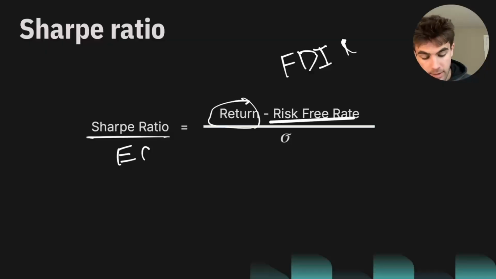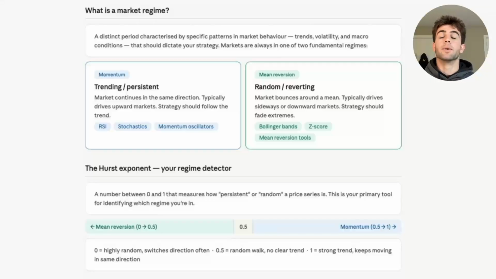And then you have that difference in the numerator over standard deviation in the denominator, which essentially measures the volatility of the investment. The lower the volatility, the higher the Sharpe ratio, meaning the more consistent, in theory, the returns should be.